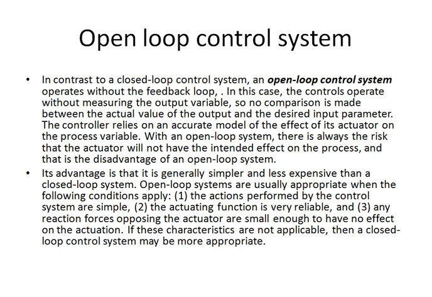In an open loop control system, the system runs without the feedback loop. The control operates without measuring the output variables. Whatever input you give, the output is not compared at all. So in such cases we don't need the input to be compared to the output; where the system requires it, only then is it applied. The actions performed in open loop control systems are simple, so the actuating function is very reliable. Further, any reaction forces opposing the actuator are small enough to have no effect on the actuation.